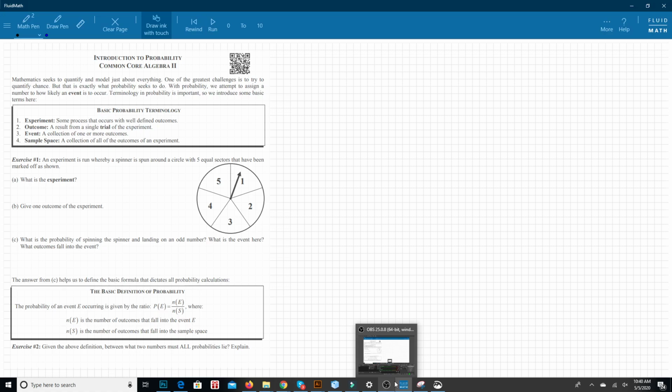So if we go from there and look at exercise 2, it says, given the above definition, between what two numbers must all probabilities lie, right? So between what two numbers? Well, all probabilities have to lie between 1 and 5, right? That is how it's defined, right? Any questions on this so far?